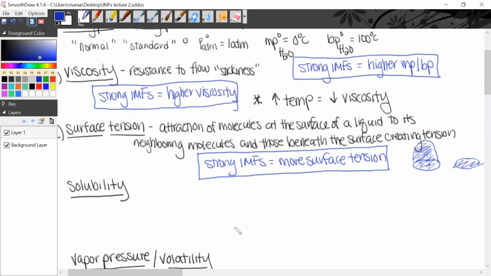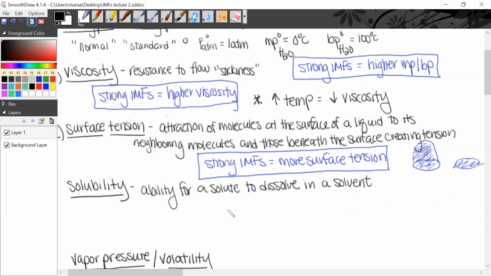All right, let's talk solubility. Solubility is obviously the ability for a solute to dissolve in a solvent. And we've used solubility a lot, right? Like we have our solubility rules, which help us predict how soluble something is.